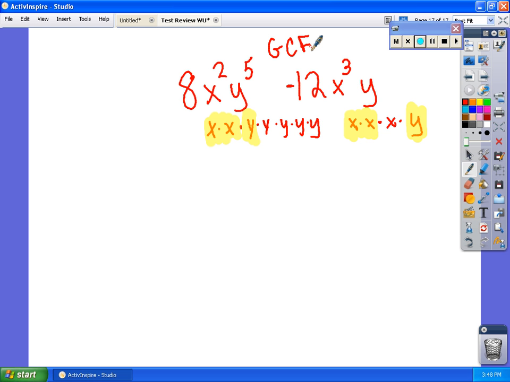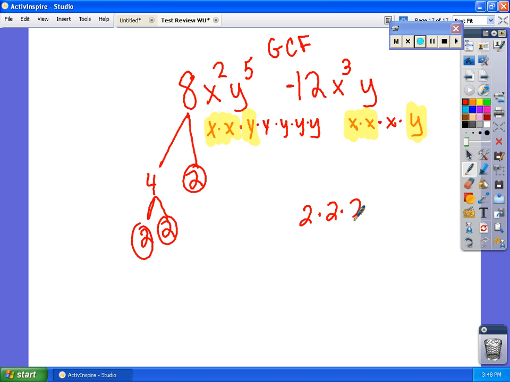But let's just double check that the answer is 4. So let me do the prime factorization. So you get 4 and 2, 2 and 2. So the prime factorization of 8x squared y to the fifth would be 2 times 2 times 2 times x times x times y times y times y times y times y.